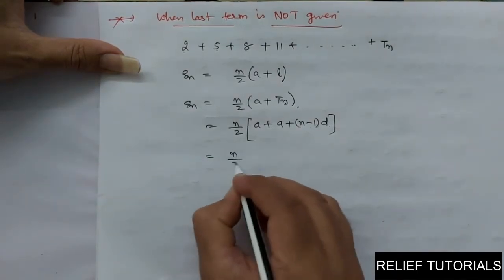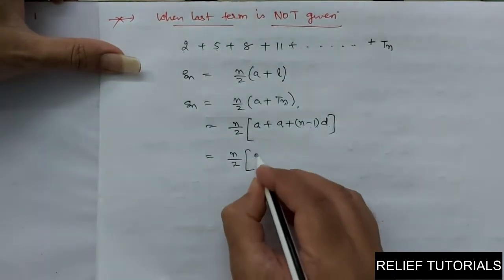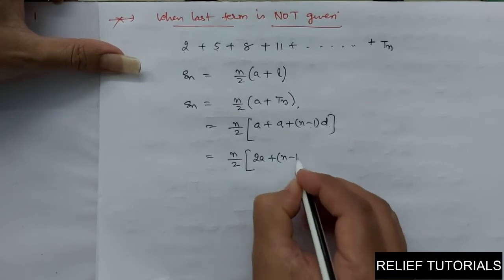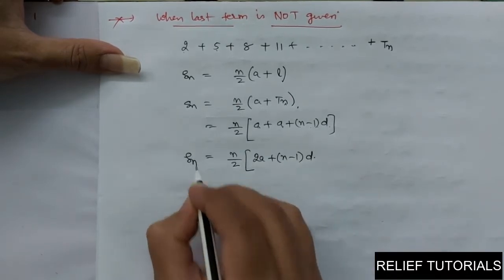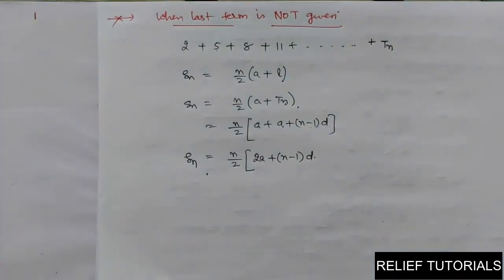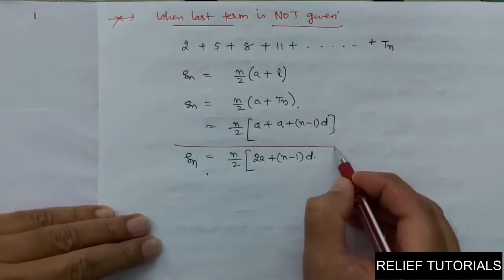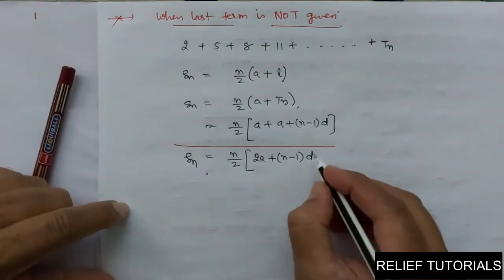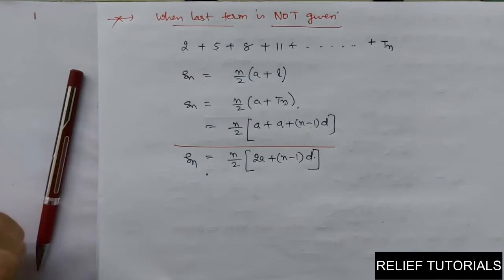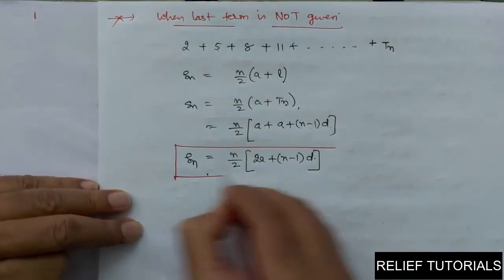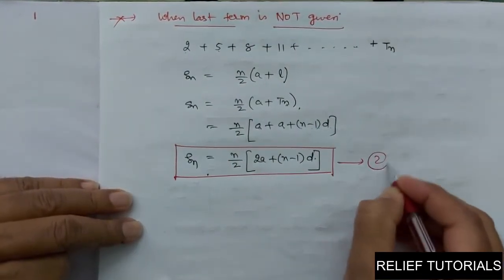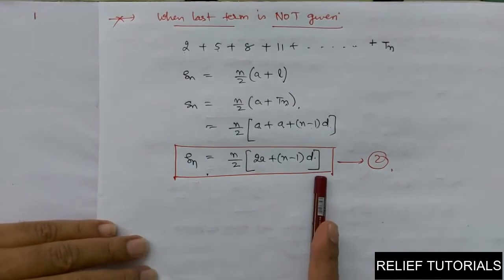So what will the formula be here? n by 2 into A plus A, that is, 2A plus n minus 1 into D. This is the sum to n terms when the last term is not given. Very simple, friends. See, this is formula number 2. So we will use this when the last term is not given.